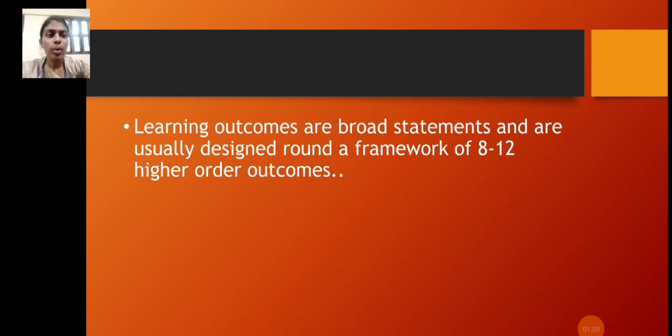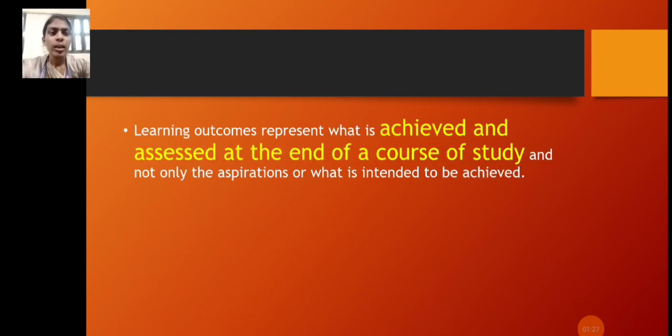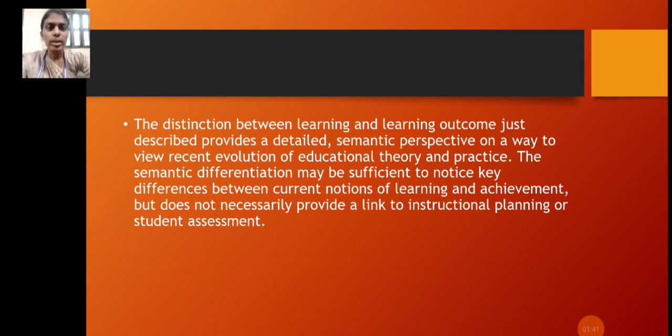Learning outcomes are broad statements, usually designed around a framework of 8 to 12 higher order outcomes. The authentic integrations and interactions, clinical practice of knowledge, skills and attitude, and the artificiality of separating these. Learning outcomes represent what is achieved and assessed at the end of the course of study. A design down approach encourages ownership of the outcomes by teachers and students.